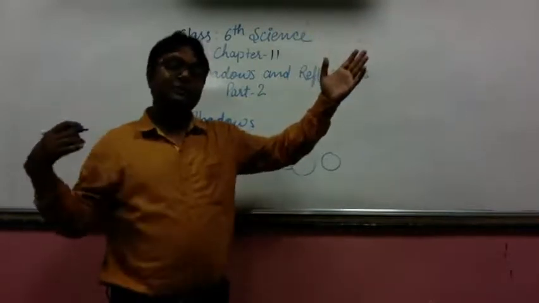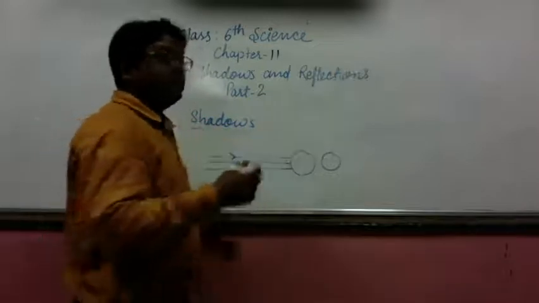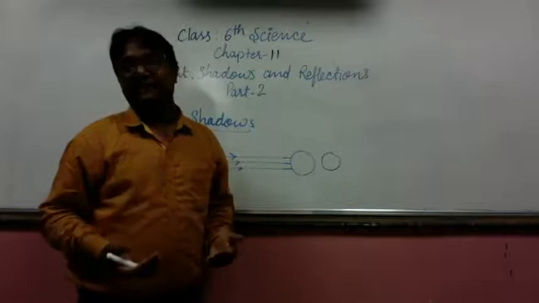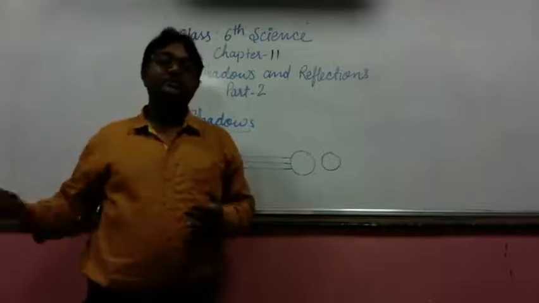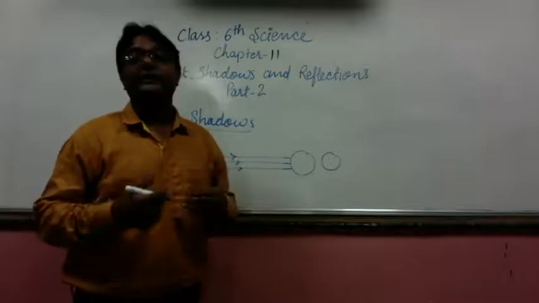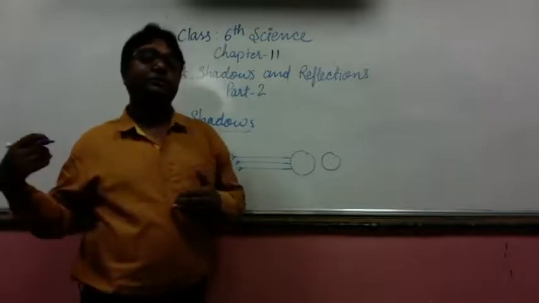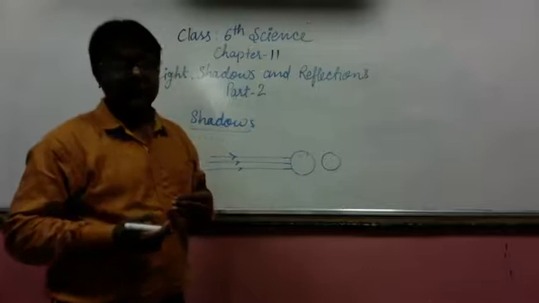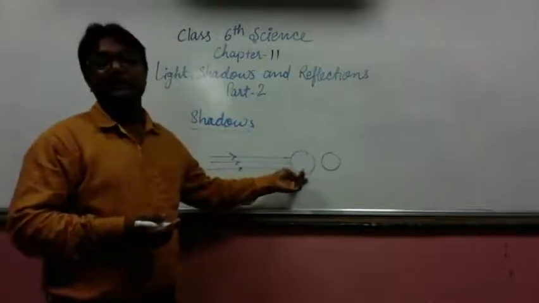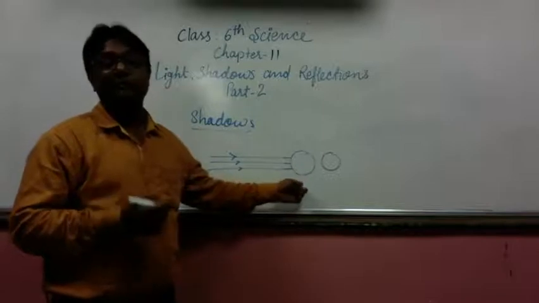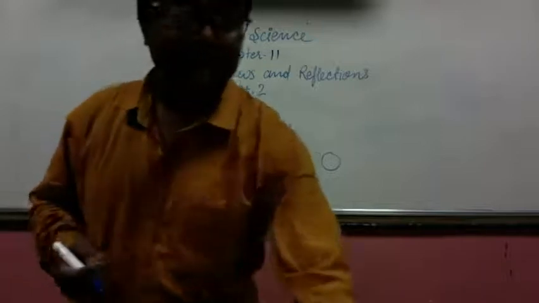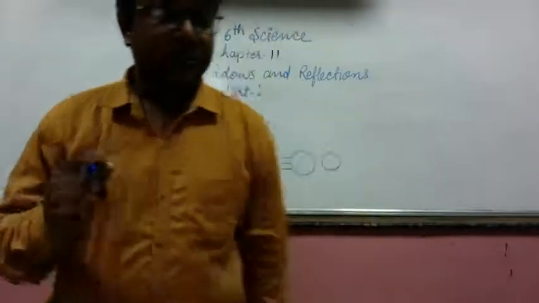So as it is formed in the opposite direction, my body is creating an obstacle for the light rays to travel, and they are not going to reach the back portion. As my body is creating the obstacle, my shadow is going to be formed just behind it. So shadows are formed when obstacles are kept in the path of light rays. Is it clear to everyone? Hope this is clear to you all.